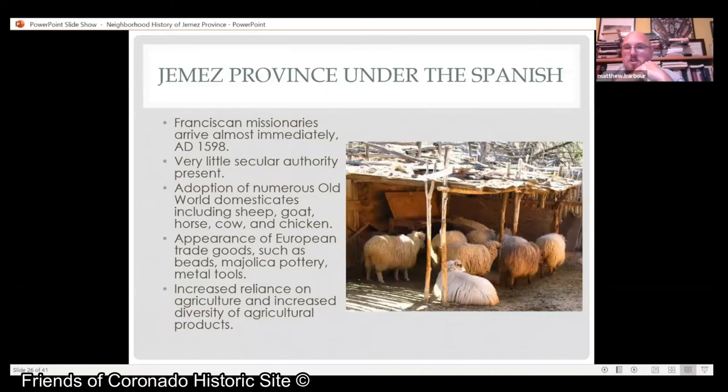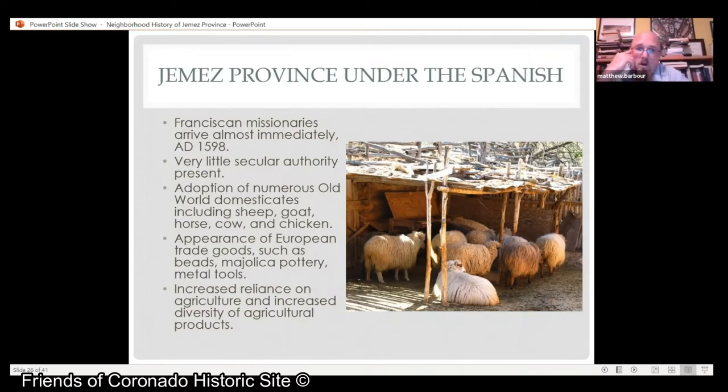But we see the adoption of many old world domesticates, primarily sheep, goat, horse, cow, and chicken. And probably the most important one there is sheep and goat. Sheep and goat are really hard to tell apart in the archaeological record, and they're used for a lot of the same things and can live in the exact same environment. They're both good animals to have in the highlands of New Mexico. So which one was it, sheep or goat? We don't know, but it could have been either or both.